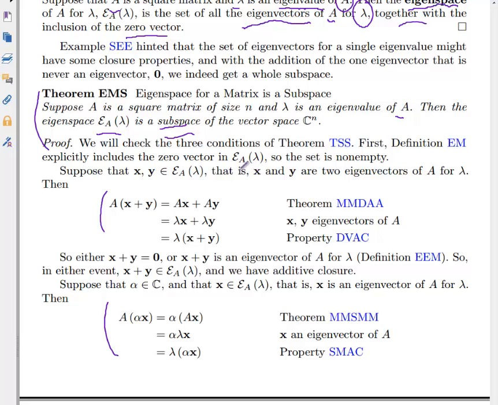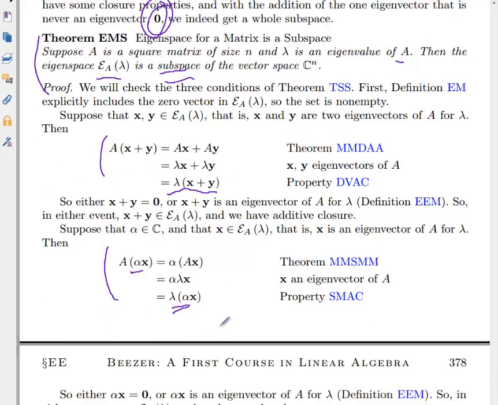We actually did these two things before, but it doesn't hurt to see it again. Now, the zero vector is in the eigenspace by definition because we've added that in. And then here we're just using the additivity, the distributivity of matrix multiplication to show that if I take A times the sum of two eigenvectors, then it will satisfy the same eigenvalue relation. Similarly, if I take A times a scalar multiple of an eigenvector, it will satisfy the same eigenvalue relation.